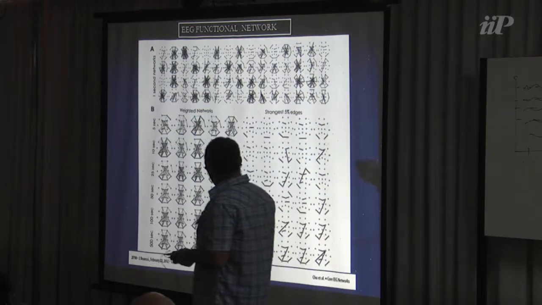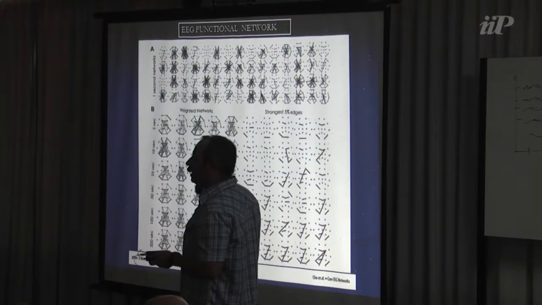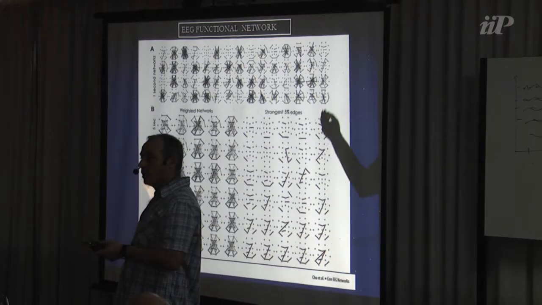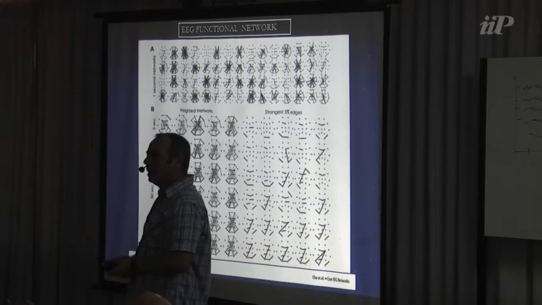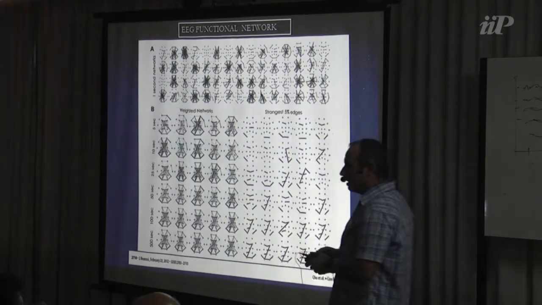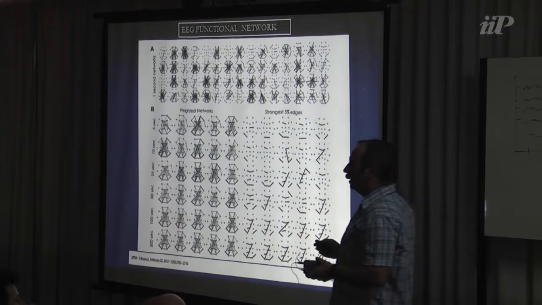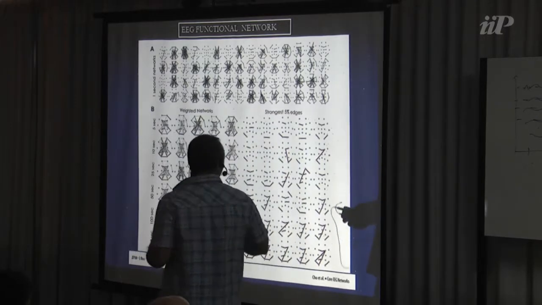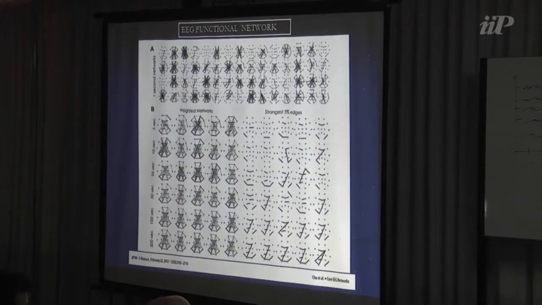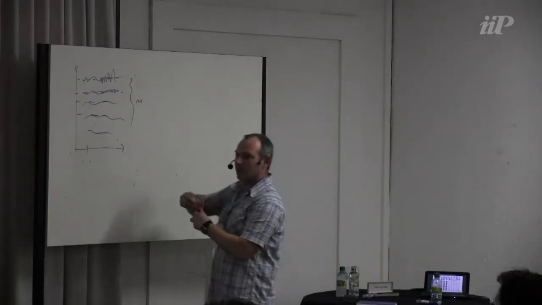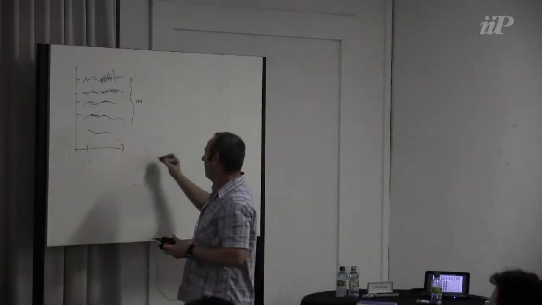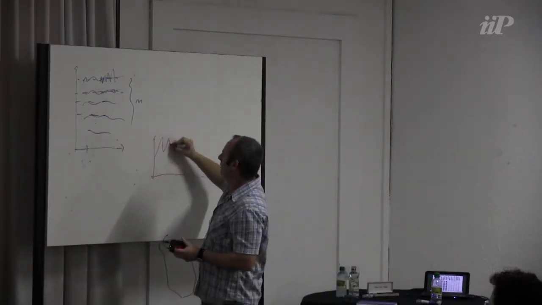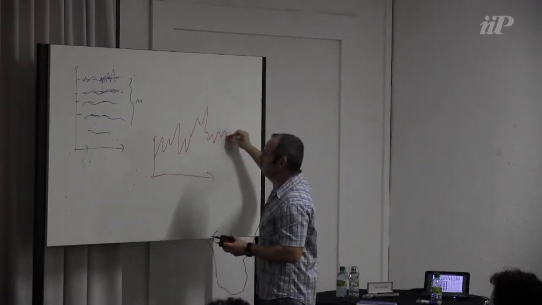So I want to show the data because it's important. I meet people here that are working with functional network in EEG to understand that there is much variability. So what they do in this work is, let's simplify, okay? I have only one time series that is doing this, okay?